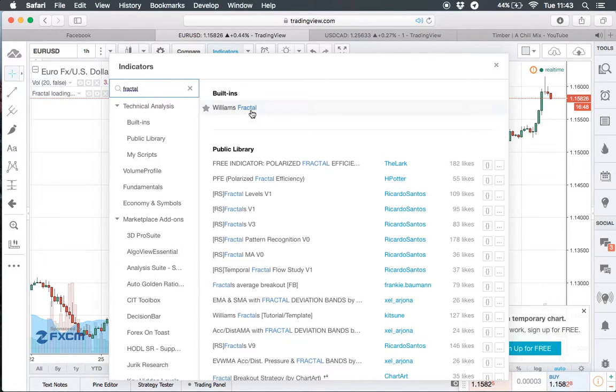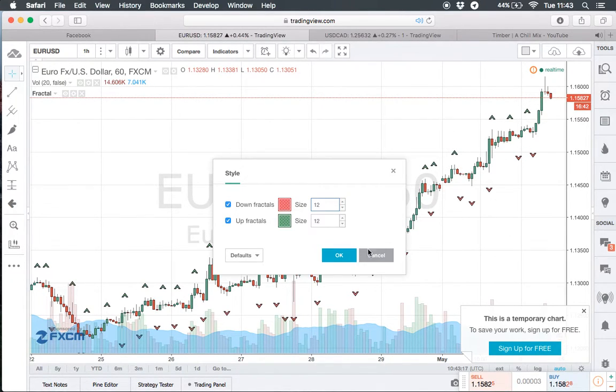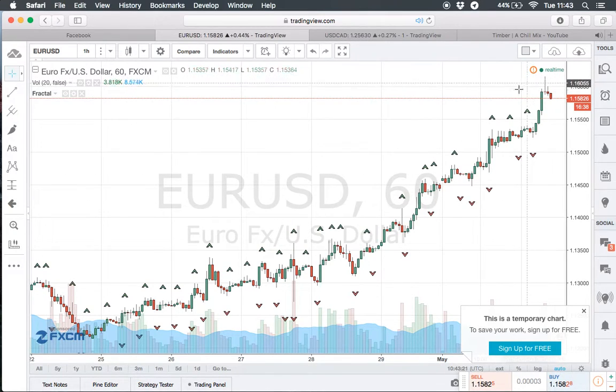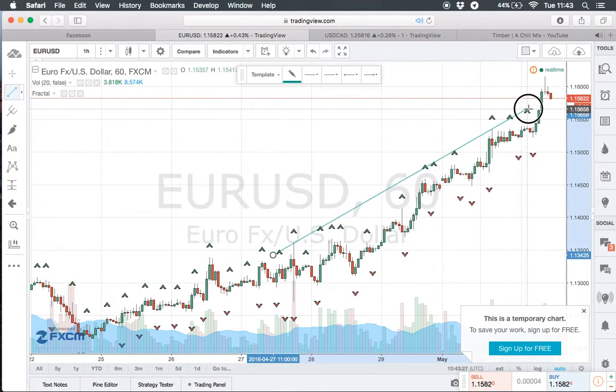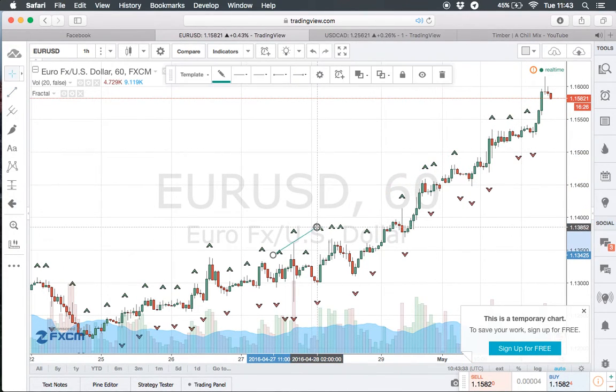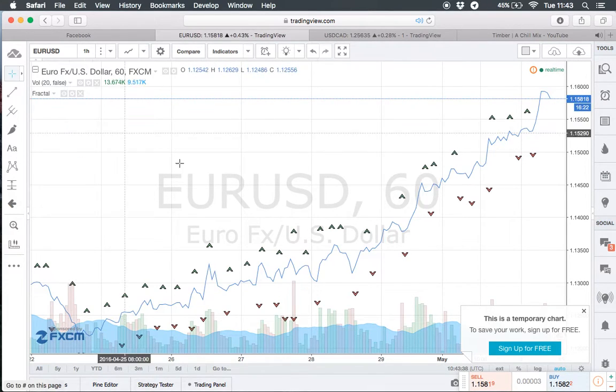So I'll add in the Williams fractals, and as Anthony says, they make it almost impossible for you to mark up, because if you draw these lines through this, it is barely touching. I'll show you a quick trick. If you can't draw trend lines, this is how you do it.